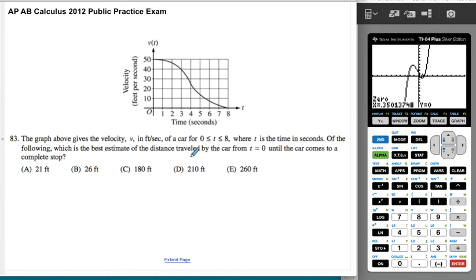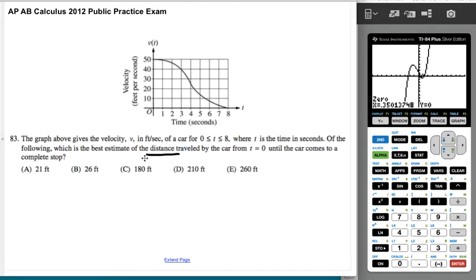All right, this is probably not a super useful calculator question, but we can see the numbers aren't huge and there aren't decimals. The graph above gives velocity from 0 to 8. Of the following, which is the best estimate for the distance traveled?